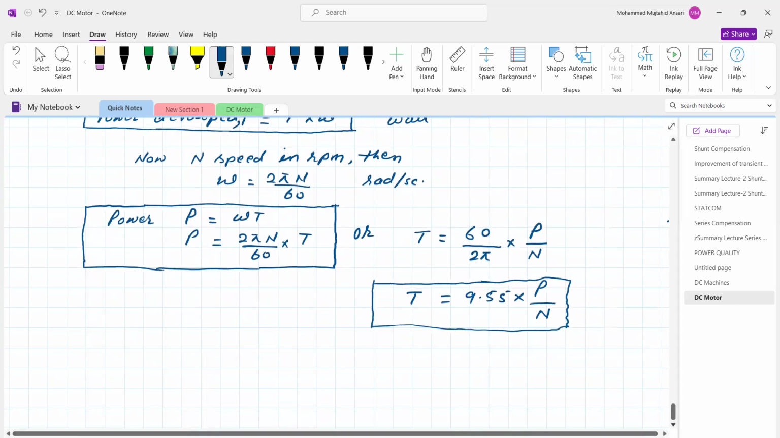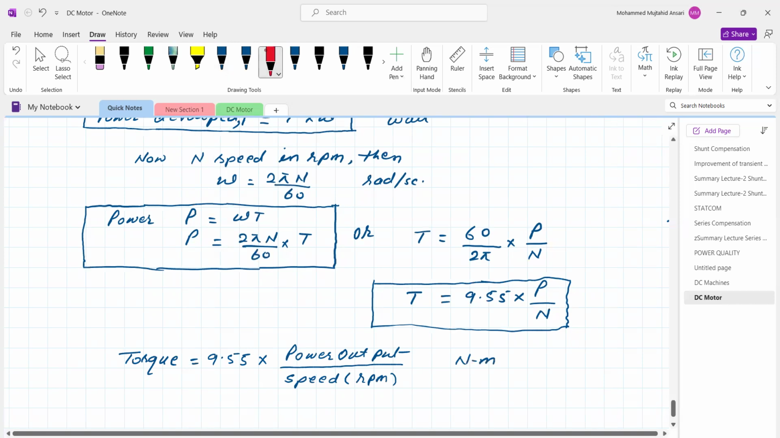Now we can write torque is equal to 9.55 into power output divided by speed in RPM. So this is in Newton meter. So this is a very important relation. It is going to be used in many applications, many numericals.